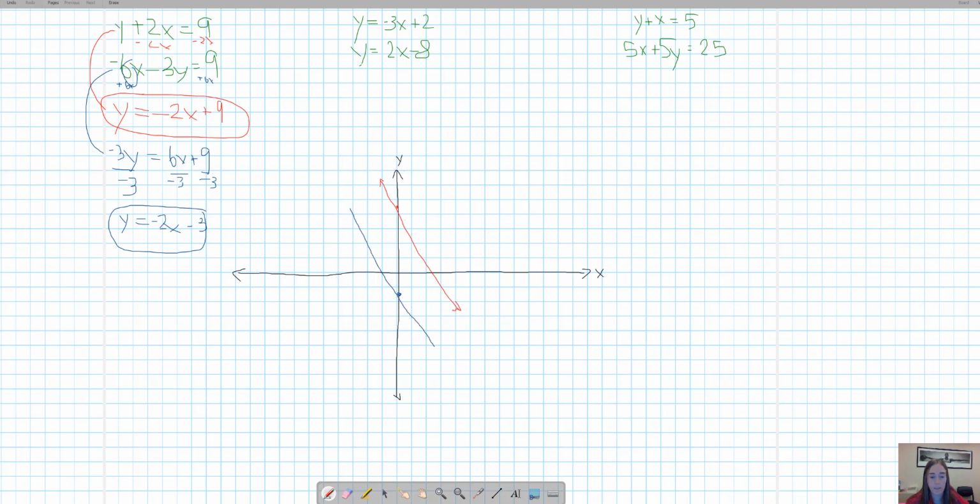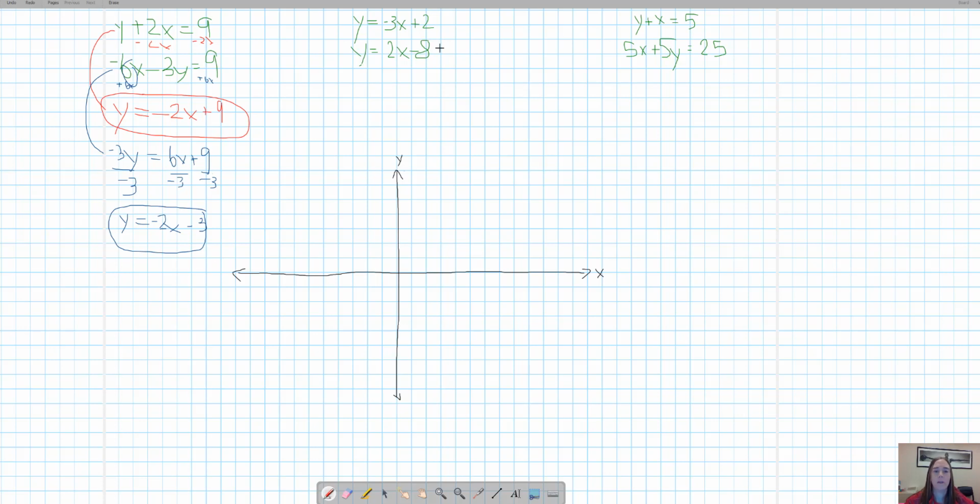Again, it may not be completely straight, but that's what it would look like. So those are your two parallel lines. And that's why you don't have a solution, because they're never going to cross each other. They're always going to stay the same distance apart. Okay, let me get those graphs off.